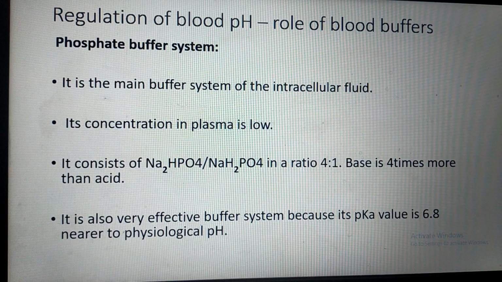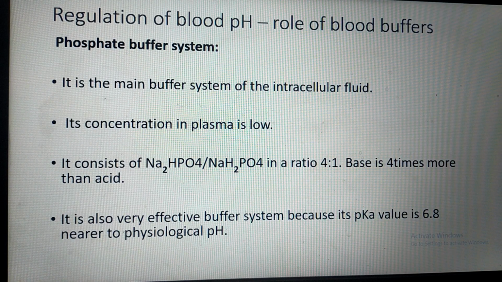After completing the bicarbonate buffer system, we will study phosphate buffer system. It is the main buffer system of intracellular fluid. Its concentration in plasma is low. The composition of this buffer system is Na2HPO4, which represents the base, whereas NaH2PO4 represents the acid portion of the buffer system. The ratio is 4:1.